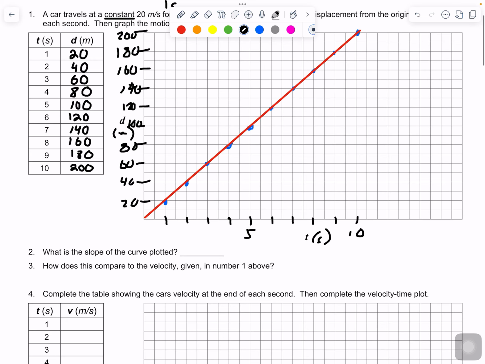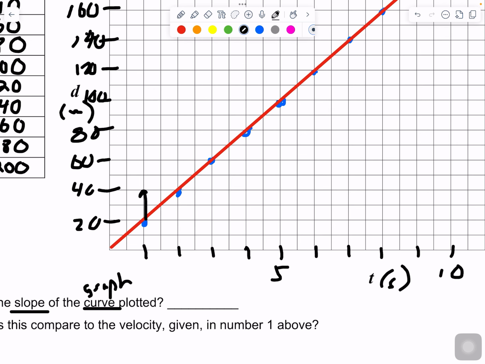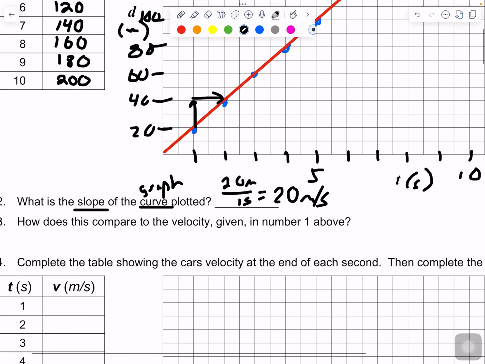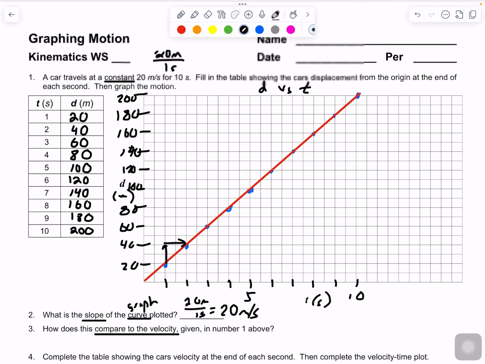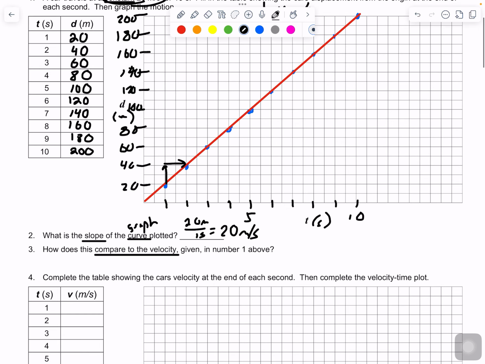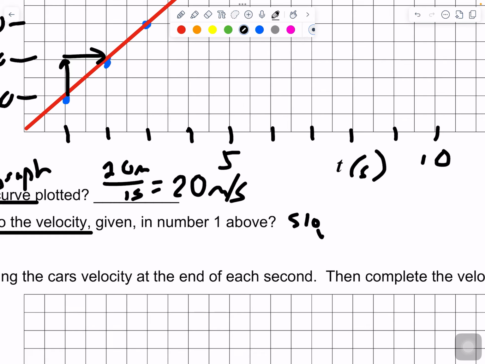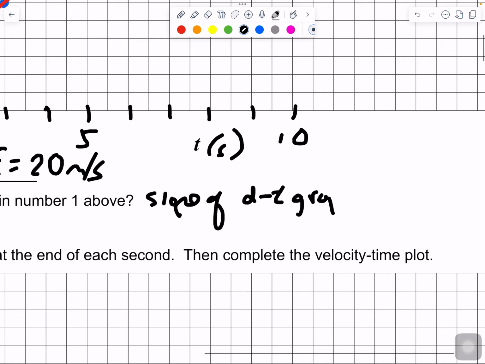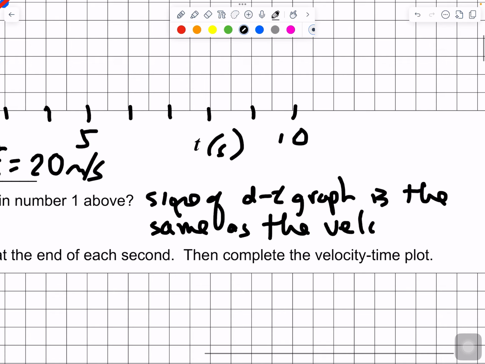And question 2 says, what's the slope of this curve? Whenever it says curve, by the way, curve means graph, okay? So the slope of that is, as you can see, up 20 over 1. Up 20 meters for every 1 second. That's 20 meters per second. How does this compare with the velocity stated above? It's the same. So the slope of this displacement time graph is the same as the velocity.